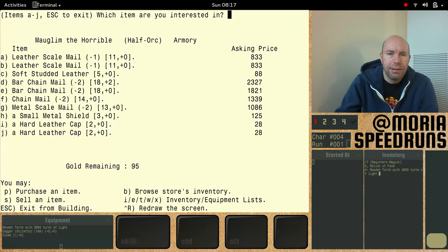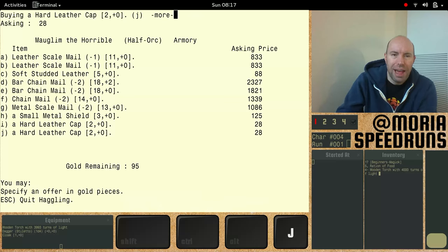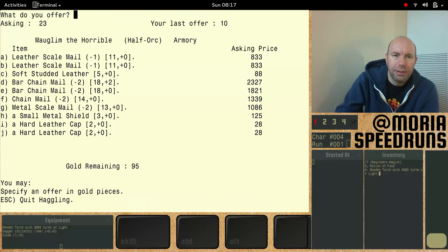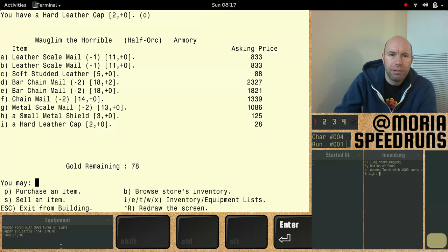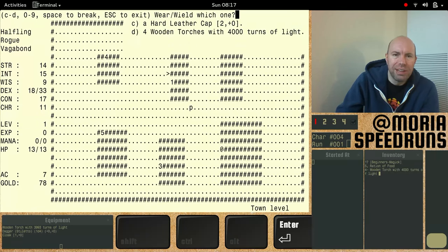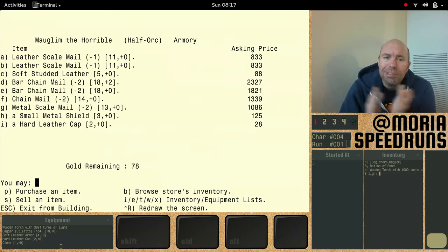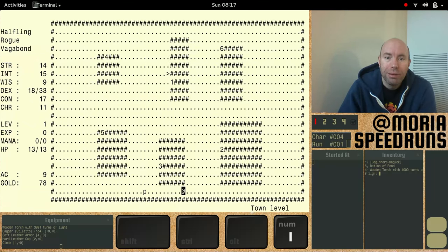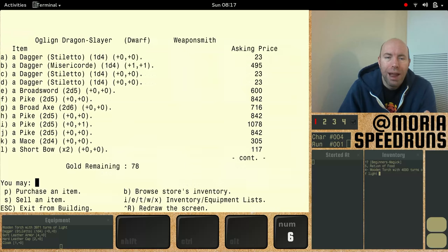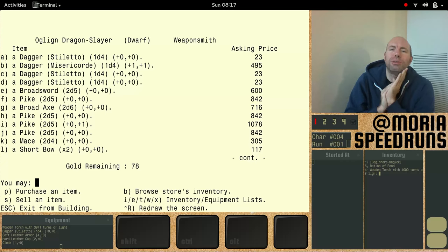Okay, and we're going to purchase the hard leather cap. I'm going to wear those, see what it gets us to. 78 gold pieces left, and AC of 9. We could maybe afford that shield, but we'll leave it, and we're going to go get a weapon. Perhaps our weapon is already good enough. There's no short sword, which is what I was hoping for.